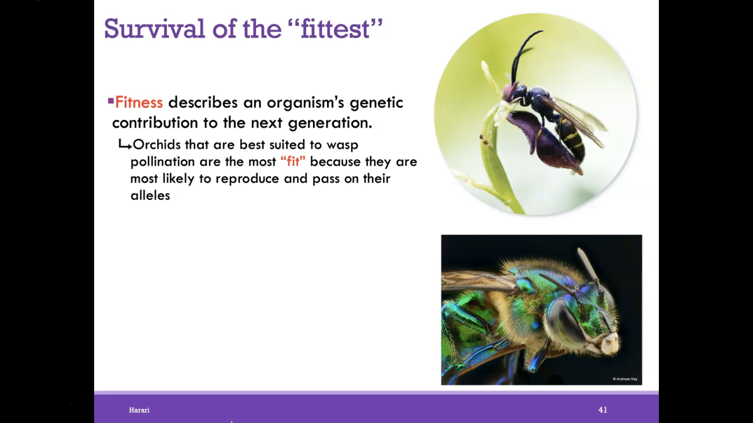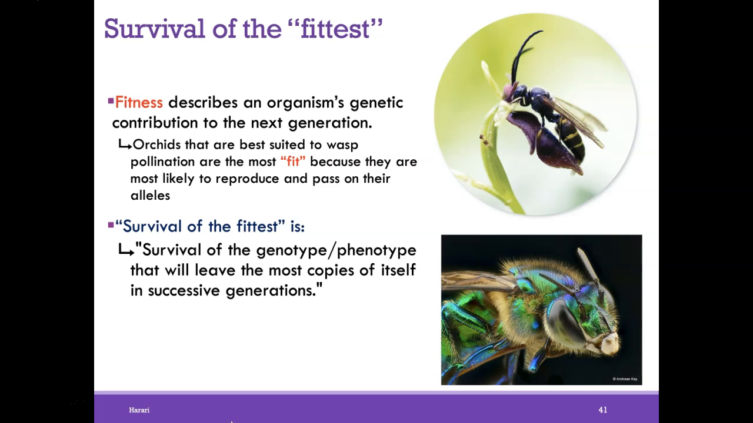So the orchids that were best suited to wasp pollination were the most fit because they're most likely to reproduce and pass on their alleles to the next generation. So this is where survival of the fittest comes from. Survival of the fittest means it's survival of the genotype and phenotype that will leave the most copies of itself in successive generations.